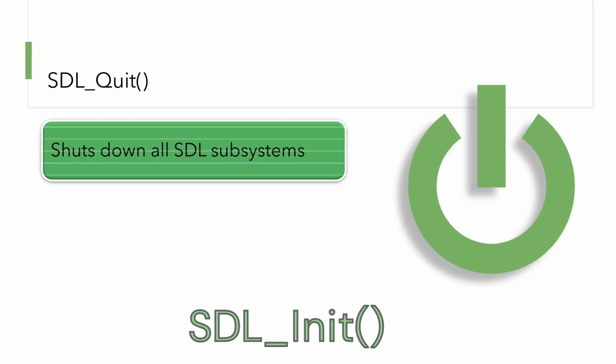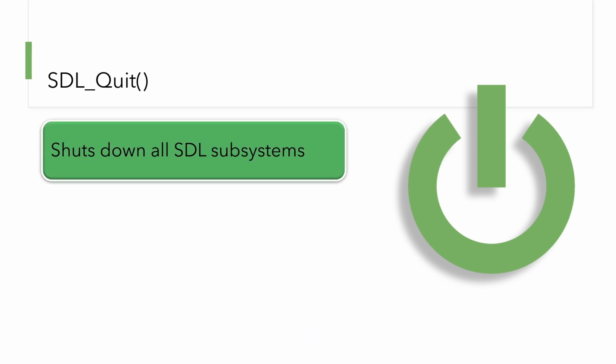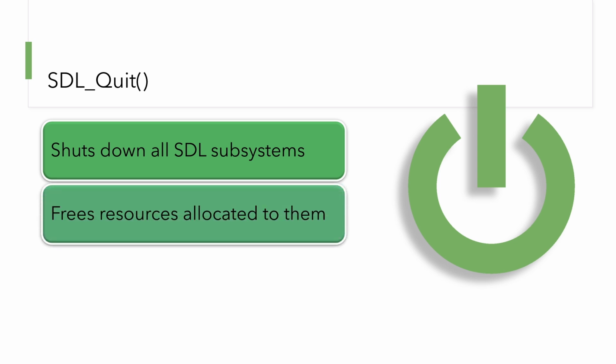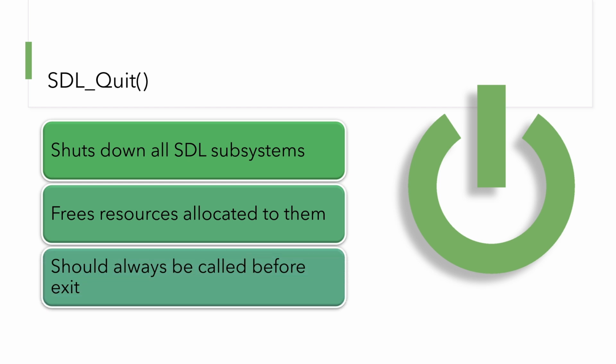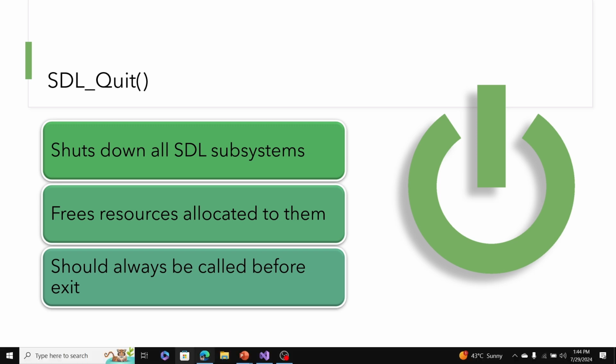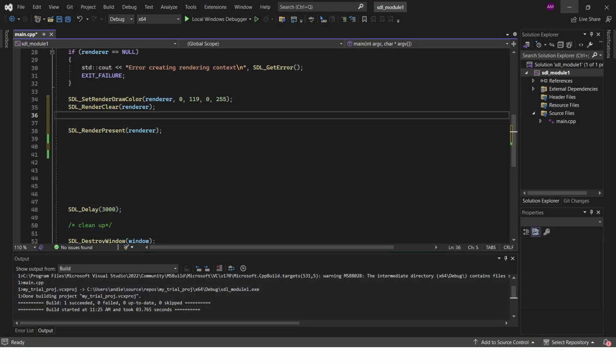The next function, SDLQuit, and as we saw earlier, this function is a complementary function to SDLInit. Again, it shuts down all SDL subsystems and frees the resources, right? This function, as I mentioned earlier, must be called before we exit our program. Now, before we go, let's look at some code to recap what we've done so far.